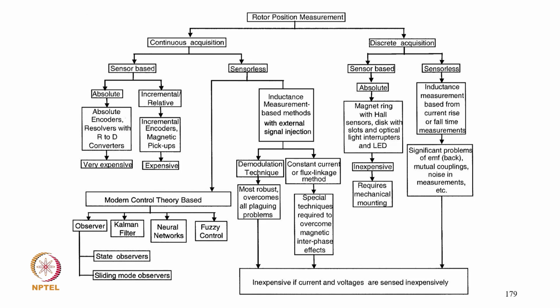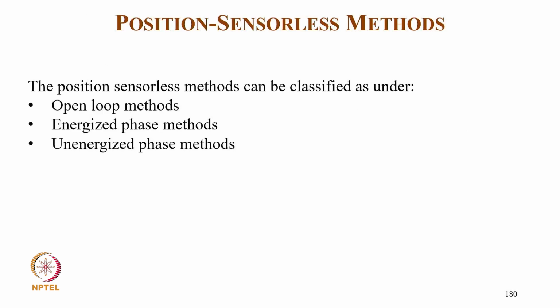Now coming to the discrete position sensors, with absolute magnetic sensing with the Hall sensor, a disc with slots or optical light interrupter and LED, inexpensive, requires mechanical mounting. Sensorless inductance measurement is based on the current rise or fall measurement and simulates problems of EMF, mutual coupling, and noise in measurement.